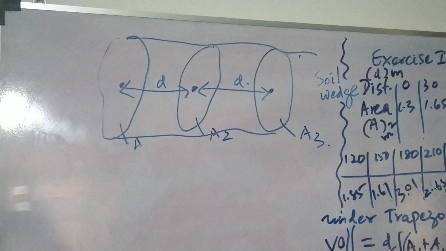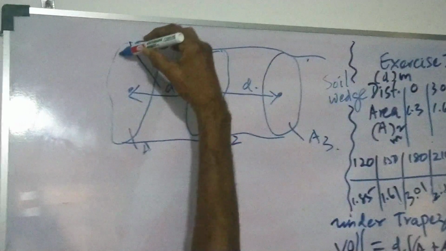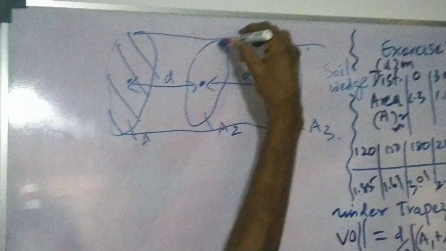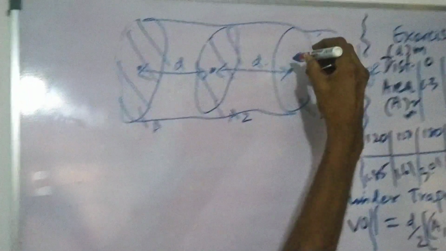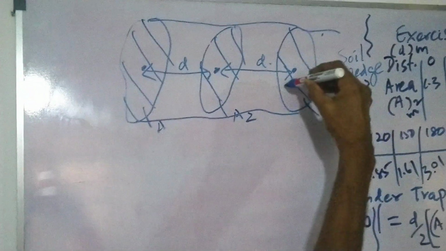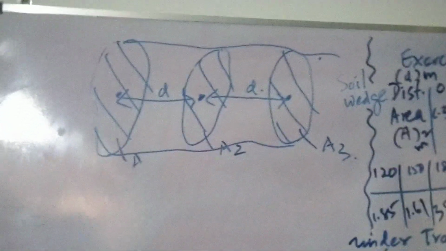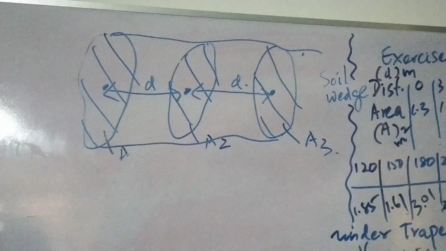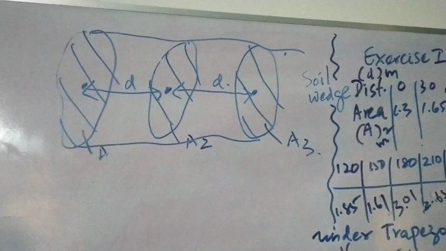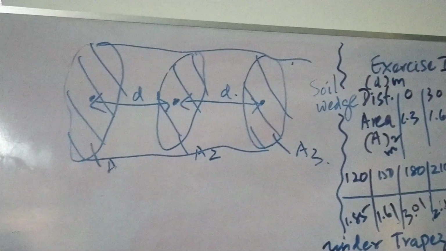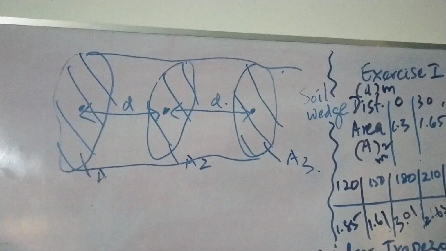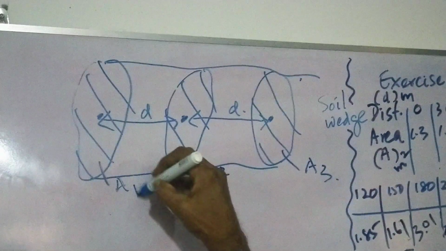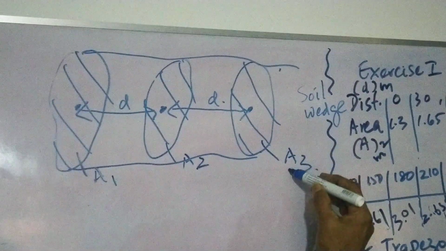These are the volumes V1, V2, V3 like that, right? I introduced two methods, the trapezoidal rule and the Simpson rule, to determine the volumes of soil in canals. You can understand this is A1, A2 and A3.